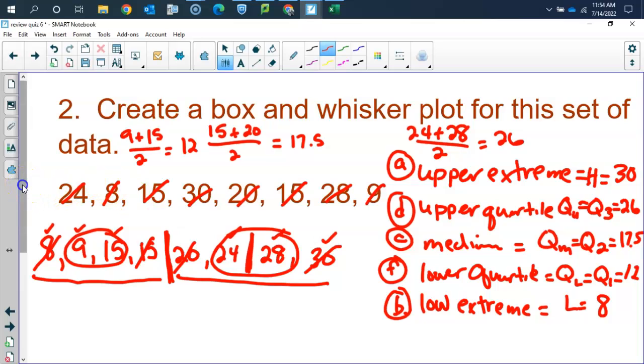Now, once you have all of those numbers, okay, now you should have all of these correct. I want you to, the video is going to pause. I want you to draw your box and whisker. Go.